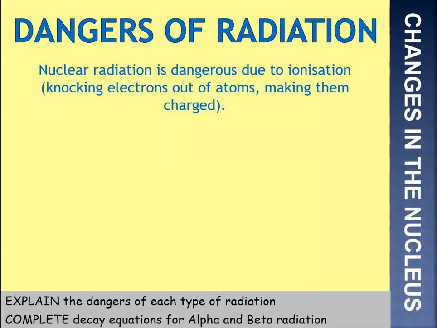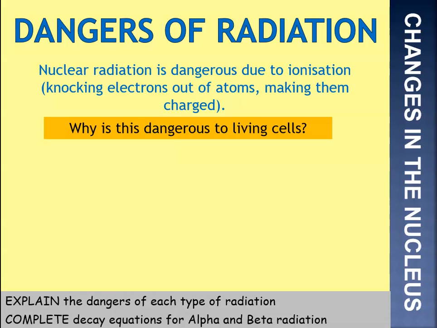Okay, dangers of radiation. Nuclear radiation is massively dangerous due to ionization. Ionization is where it knocks electrons out of atoms to make them charged. So why is this dangerous to living cells? Pause the video and write down why you think that is.